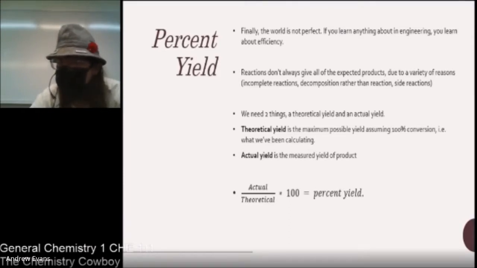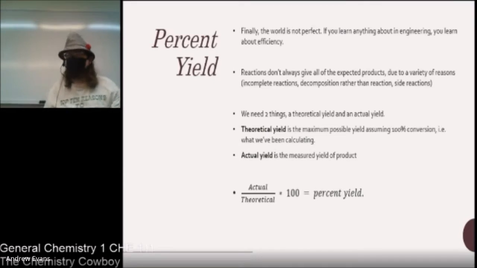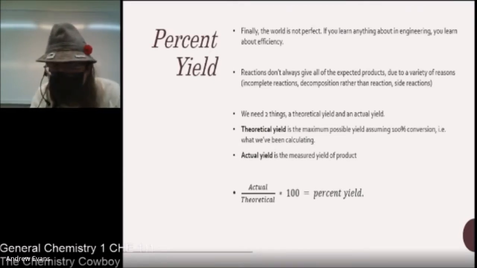And then we can have side reactions. We can have unintended consequences, essentially. We form something that escapes and we can't go back. So all these things will lead to one thing: the amount of product you get will be lower than what you expect you should get.